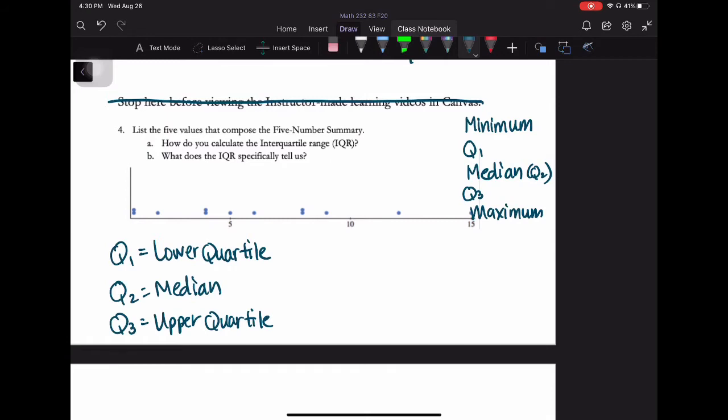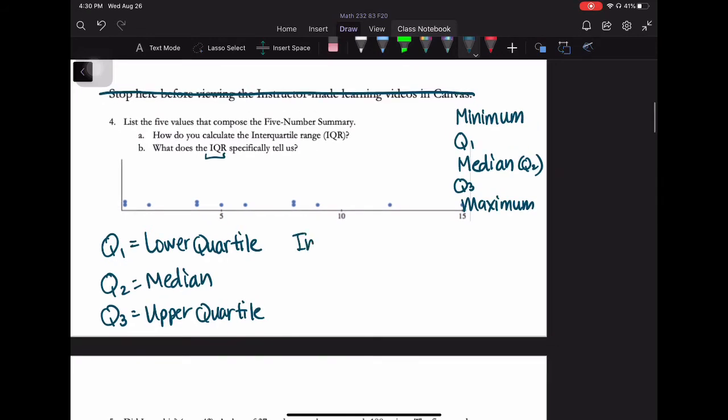What does the IQR tell us? The IQR is the interquartile range. And that's like the range that does the maximum minus the minimum, but with quartiles. So we're taking the 3rd quartile minus the 1st quartile. So it gives you the range of the middle half of the data.